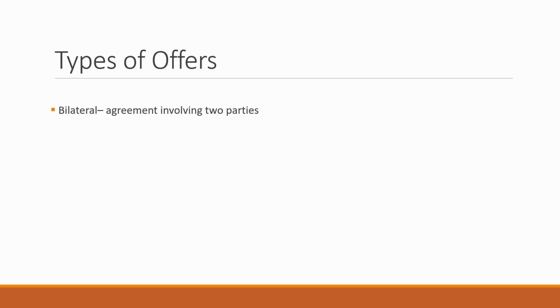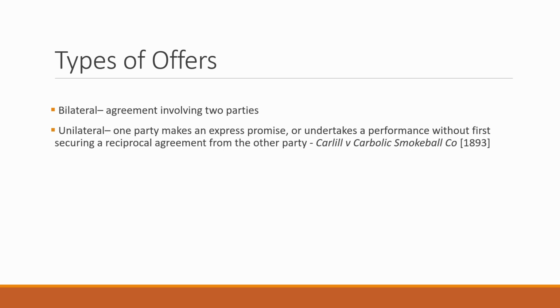Now that we understand what constitutes an offer, we need to look further at the types of offer that exist. An offer may be made to a single person or a specified group of persons, known as a bilateral offer. Alternatively, an offer may even be addressed to the world at large, known as a unilateral offer. This is where one party makes an express promise or undertakes a performance without first securing a reciprocal agreement from the other party. This unusual occurrence was examined in the leading case of Carlill v Carbolic Smoke Ball Company.